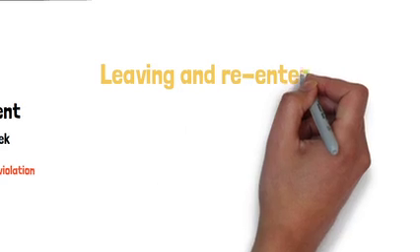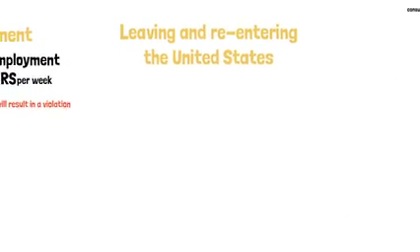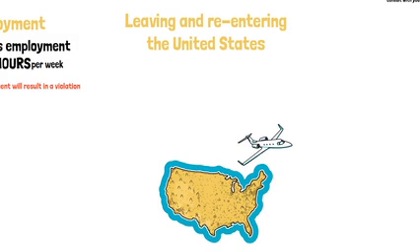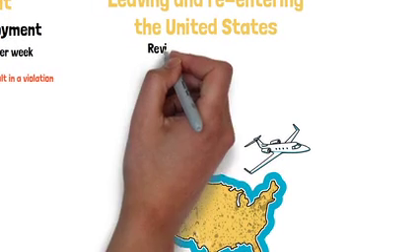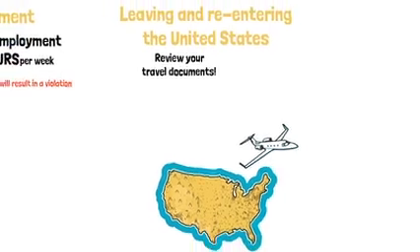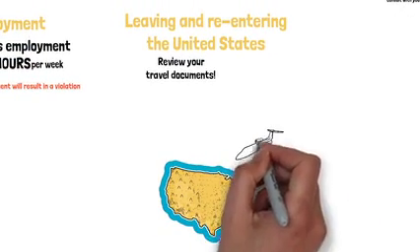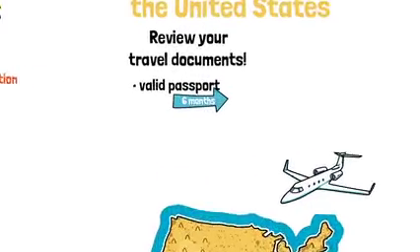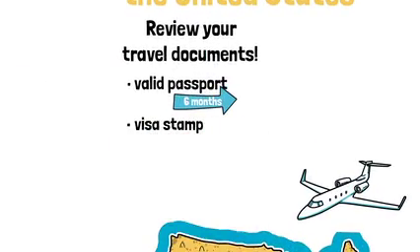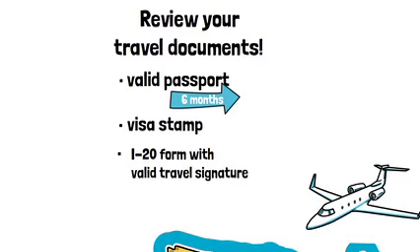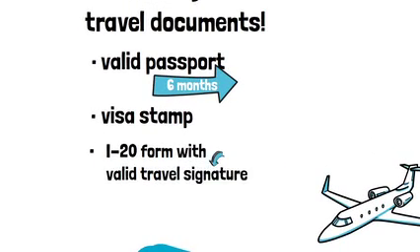Leaving and re-entering the United States. If you plan to leave the United States and then return back under the same academic program, it is recommended that you review your travel documents prior to departure. In order to re-enter the United States, you will need a valid passport at least 6 months into the future, a visa stamp, and an I-20 form with a valid travel signature from your international office. Travel signatures are valid for 1 year.